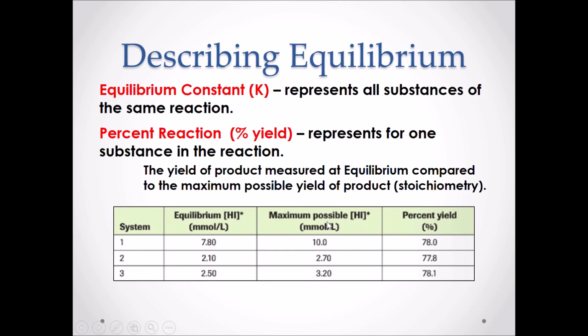This can be expressed and used in terms of equilibrium, and we can get a percent yield. That would tell us that at equilibrium, we only have 78.0% of the products from our maximum possible amount. We will not use percent reaction or percent yield very much in this unit.